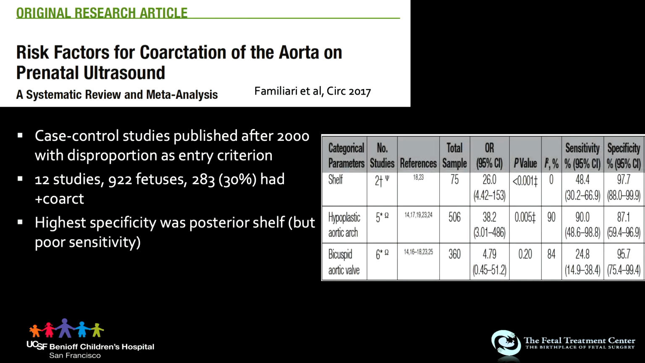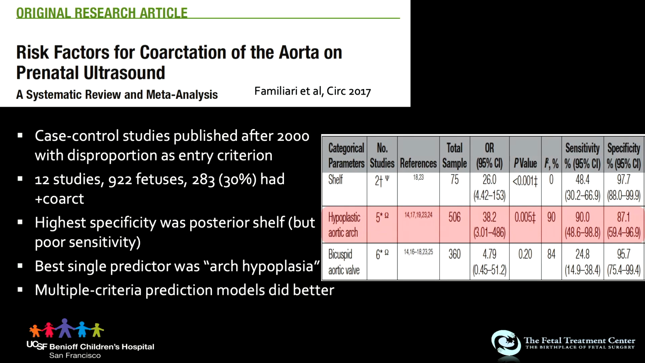And what they found was that the highest specificity for coarctation was getting that sagittal image of the aortic arch and seeing that posterior shelf and directly seeing that narrowing at the isthmus. And the best single predictor of having a coarctation was this arch hypoplasia. So the entire arch, the transverse arch, looked small, measured probably less than 3 millimeters, as was seen in the prior study. But what they identified was that using multiple criteria performed the best in terms of finding a model that helps you distinguish whether or not that fetus has a coarctation.